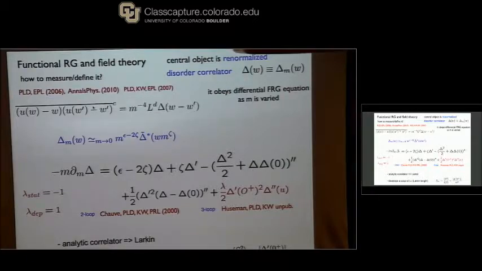So if you assume the correlator to be an analytic function, to be a smooth function around 0, and taking this equation at u equals 0, you immediately recover Larkin theory. So the only reason why Larkin could be wrong is if the function is not analytic at 0. So this was discovered by Daniel Fisher, so he wrote this one loop, which is the first line here.